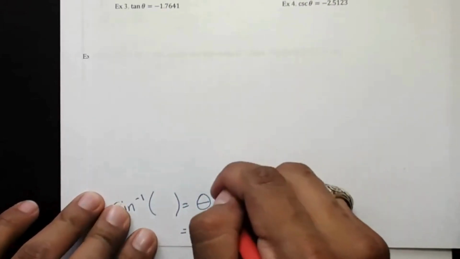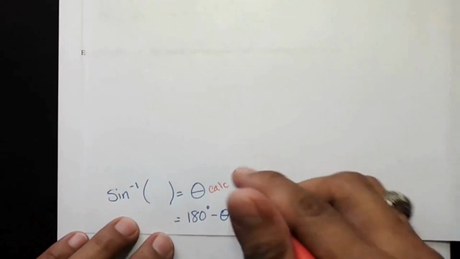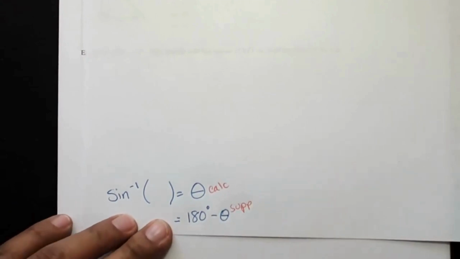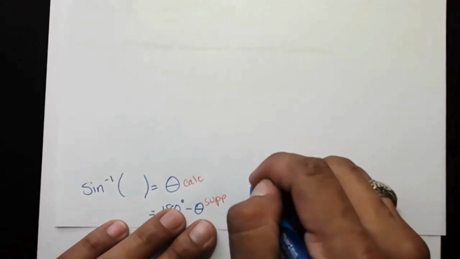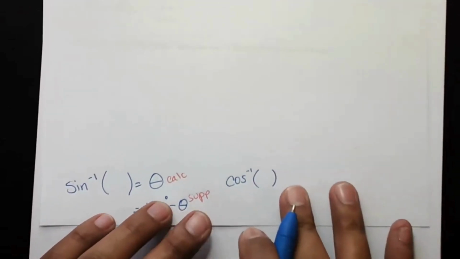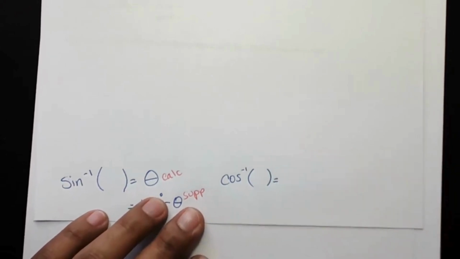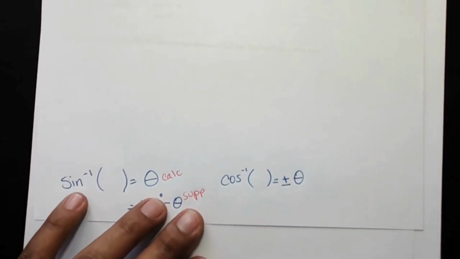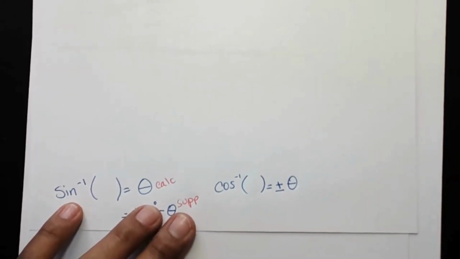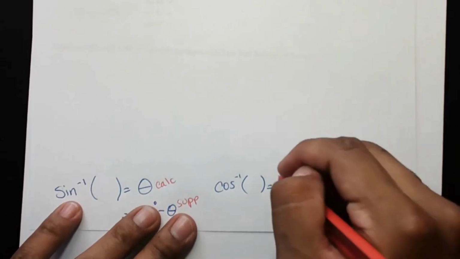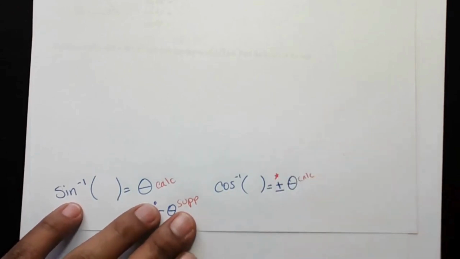So this is what the calculator gives you. And what we do is we also need to figure out its supplement to figure out 2 angles. Well, for cosine, what we're going to do is we're going to do cosine inverse. And what's nice about this one is that all we need to do is get plus or minus whatever the calculator gave us. Okay, so the calculator gives us a certain answer, and we add the plus or minus.